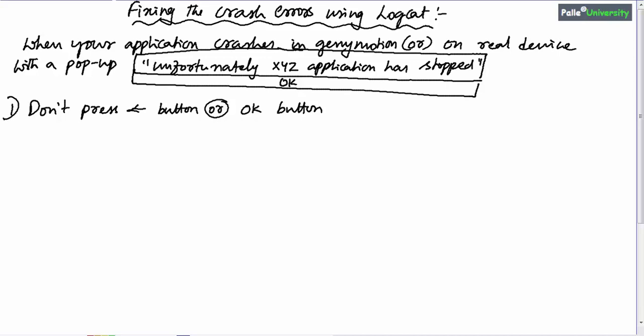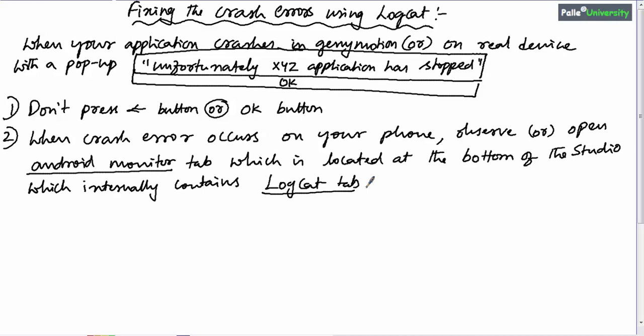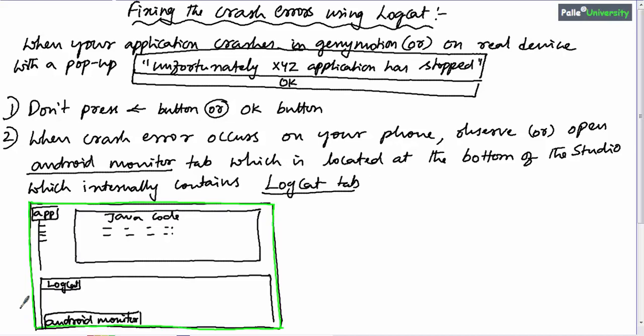You need not worry. Next step is, when a crash error occurs on your phone, observe or open the Android Monitor tab, which is located at the bottom of Studio, which internally contains the Logcat tab. Let me show you pictorially how it looks. Pictorially, it looks like this.